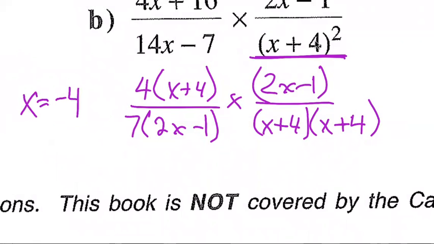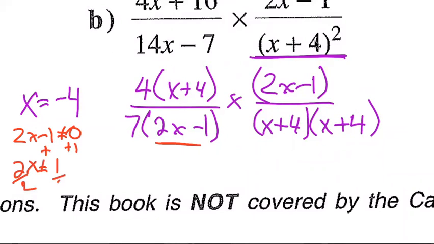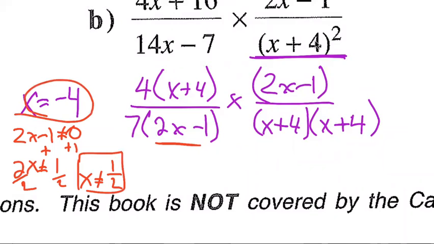But this one here is going to cause a little bit of extra work. 2x minus 1 cannot equal 0. Add 1, 2x cannot equal 1. Divide by 2, x cannot equal 1 over 2. There's my other one. So 2 non-permissible values.